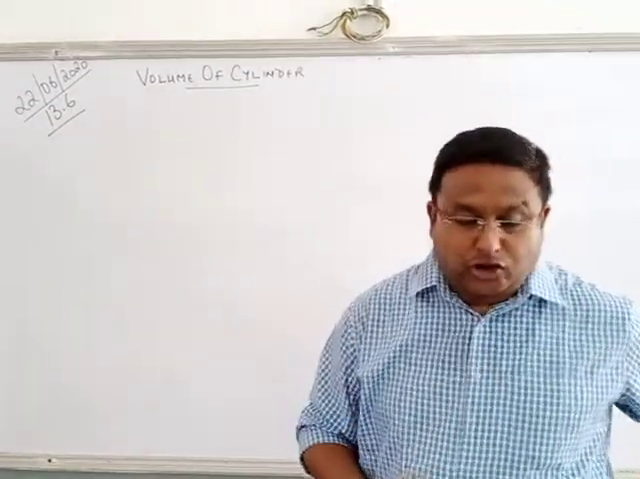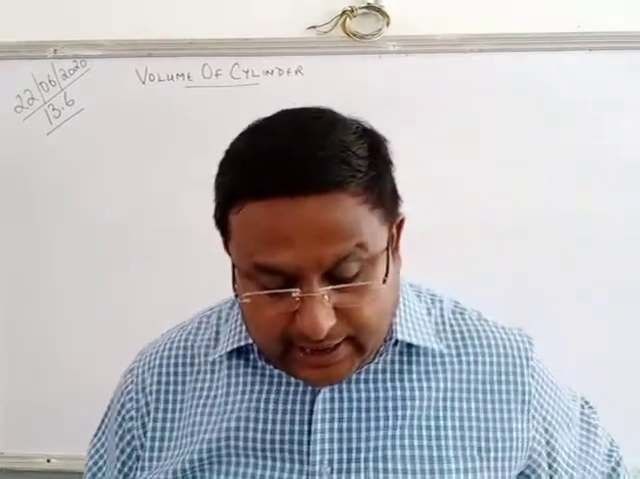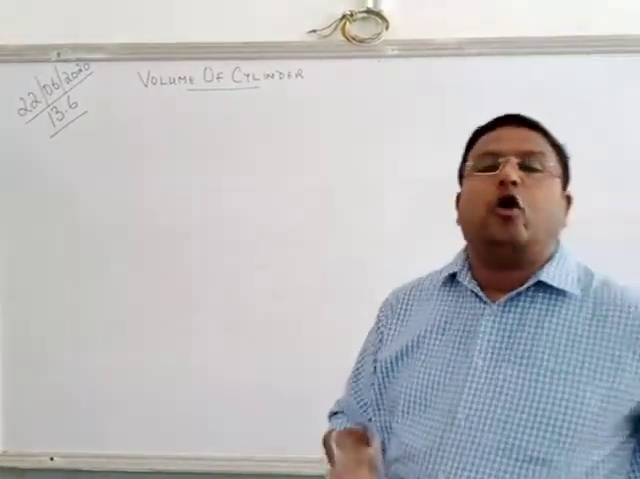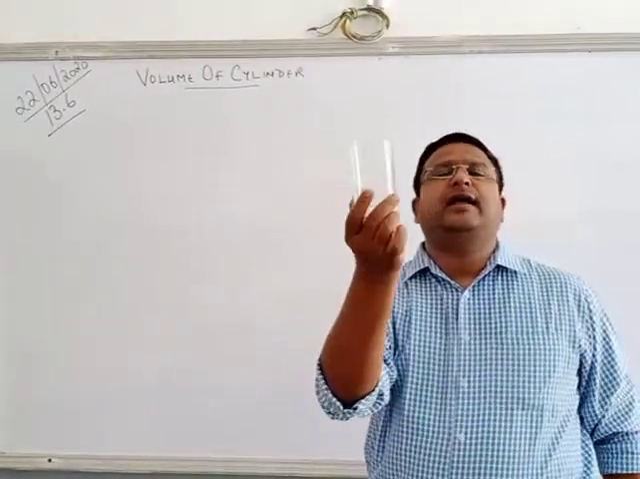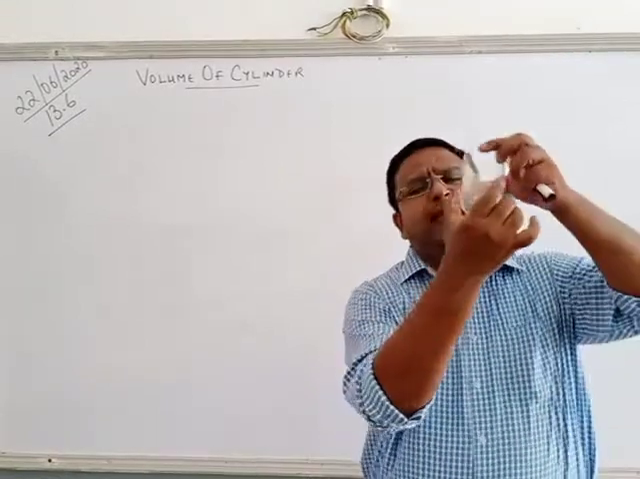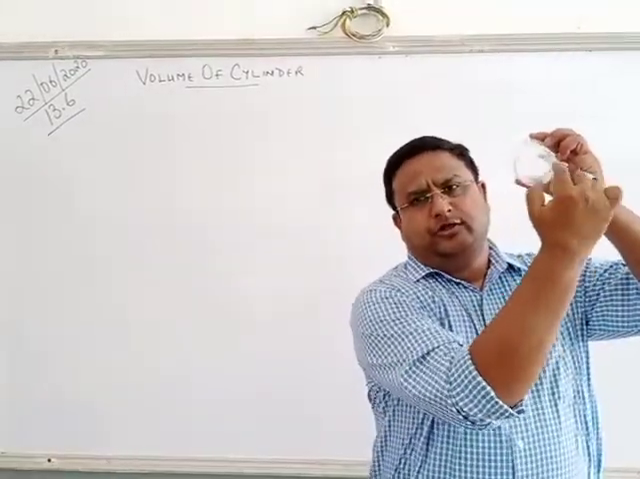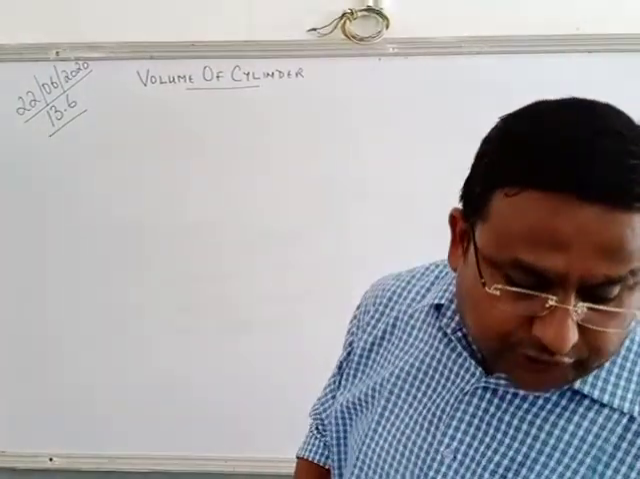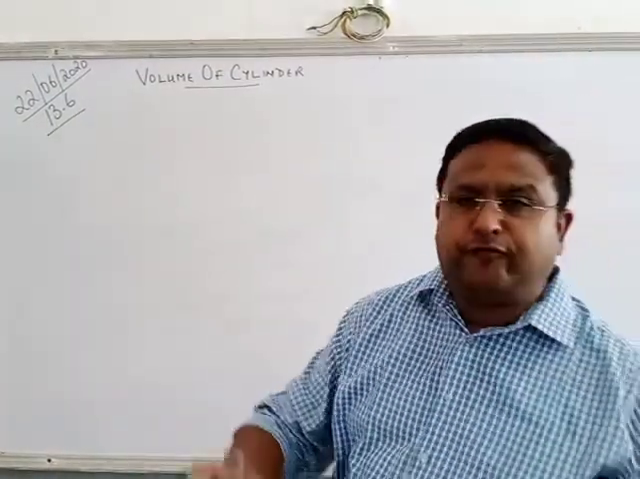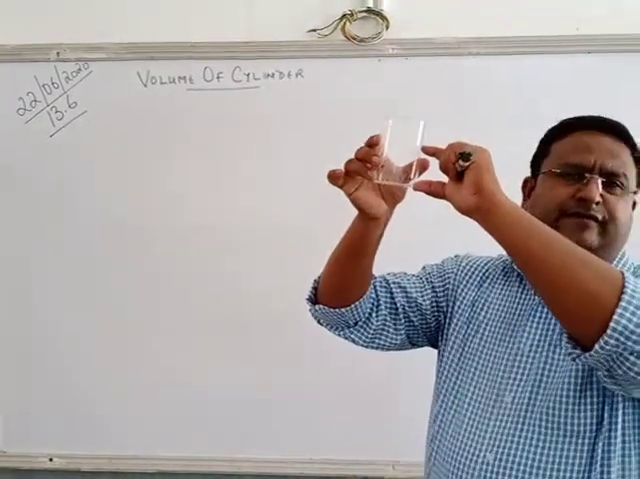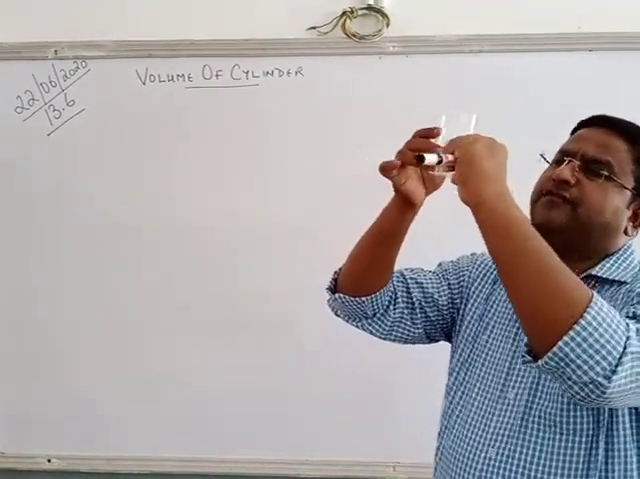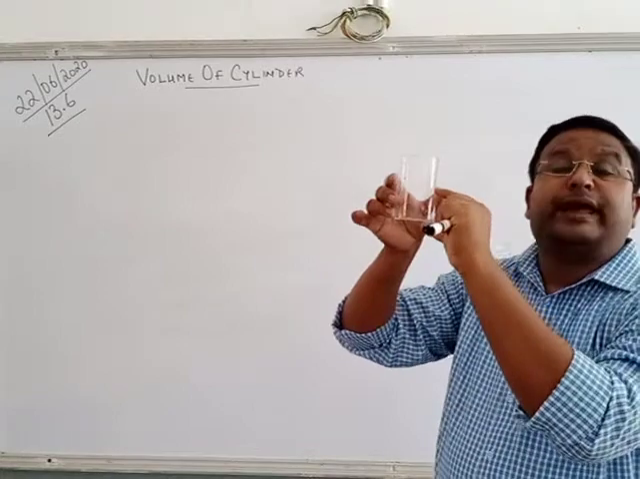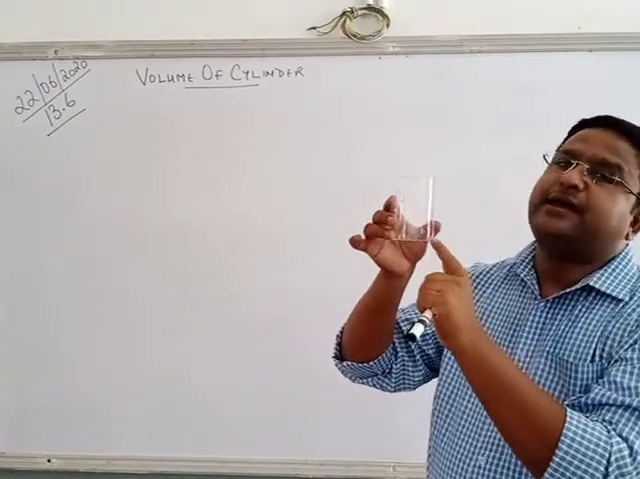Same question is question number 8. A patient in a hospital is given soup daily in a cylindrical bowl of diameter 7. This is a cylindrical glass instead of a bowl. The diameter is 7, so the radius will be 7 by 2. Then he says, if the bowl is filled with the soup to a height of 4 centimeter, can we find the volume of soup in the vessel? Again, pi r square h.